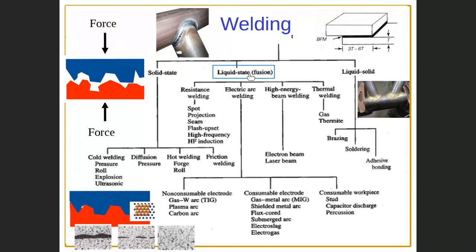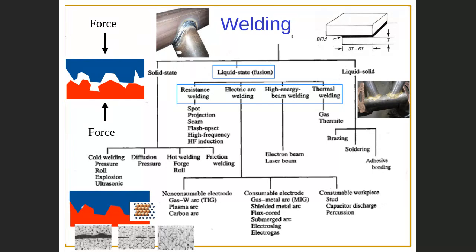welding will happen. There are many ways to do this, which are resistance welding, electrical arc welding, high energy beam welding, and thermal welding. These are the different types of welding under liquid state. In all these types of welding, in a very simple way, we melt the two substrate materials, get a liquid mix, and while solidification, the weld is done.